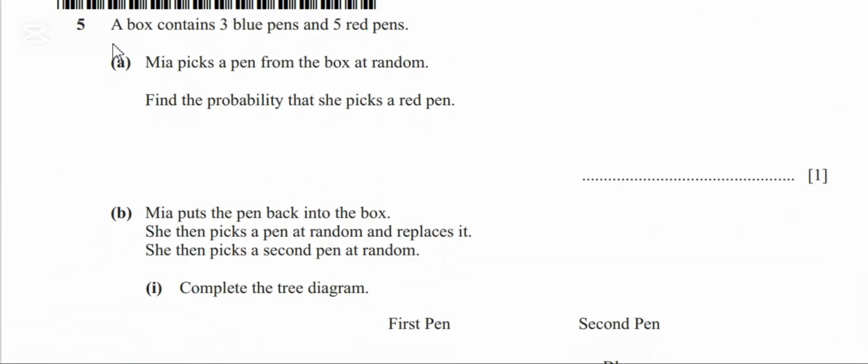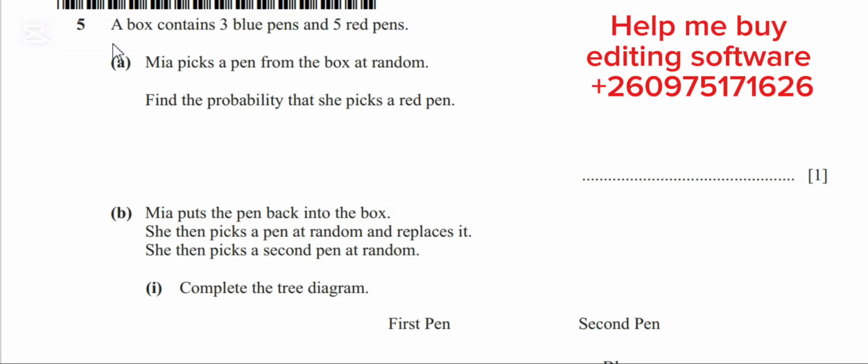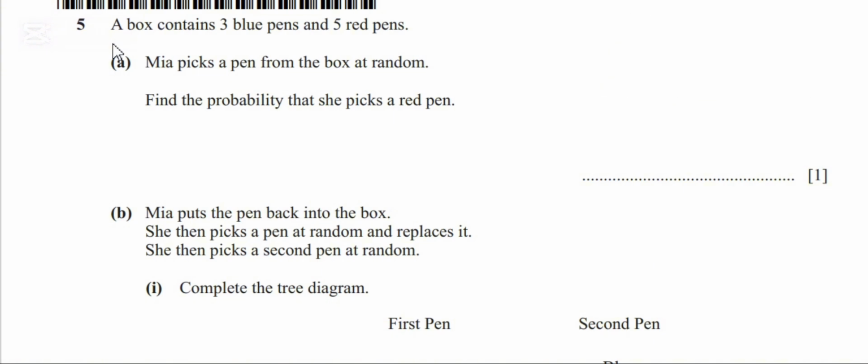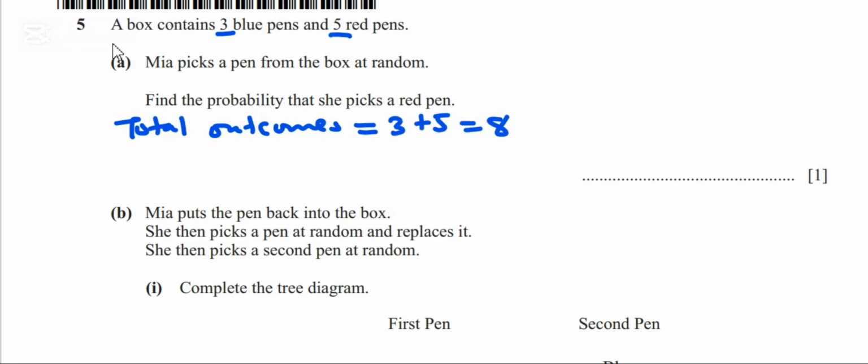Question 5. A box contains 3 blue pens and 5 red pens. Maya picks a pen from the box at random. Find the probability that she picks a red pen. Okay, so first of all, we find the total outcomes. You are going to add 3 plus 5, which is equal to 8. So this is the total outcome.